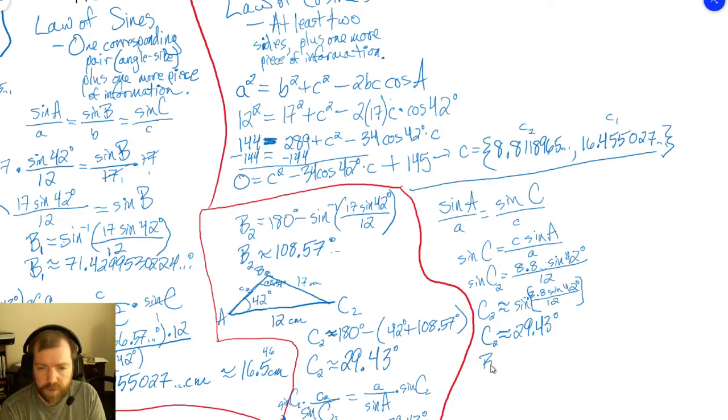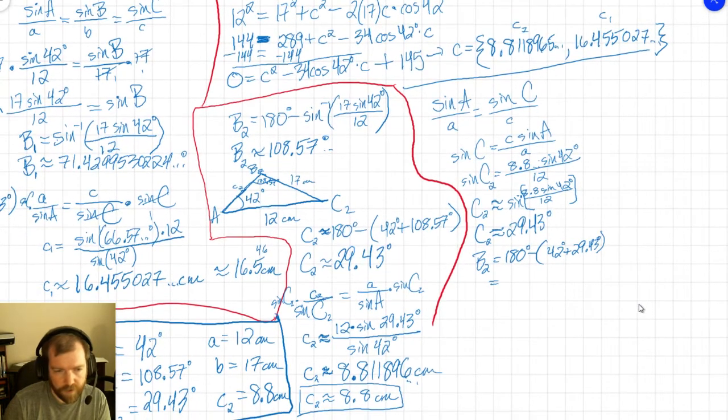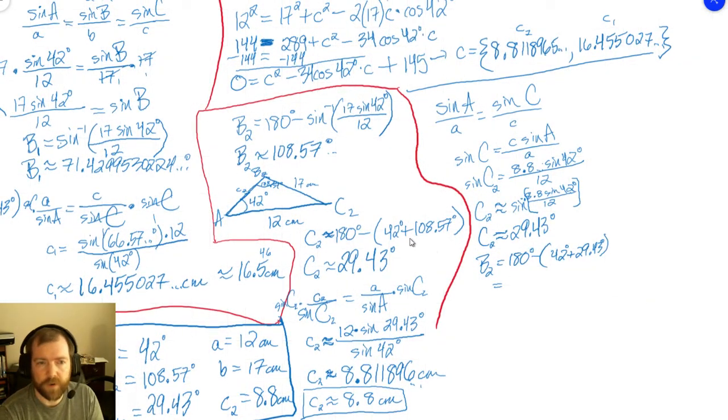So then this means that B2 must be equal to 180 degrees minus the sum of 42 and 29.43 degrees, which again gets you that value of 70. Nope. Sorry, B2. We found down here, it's that same value, 108, right there. 108.57 degrees.